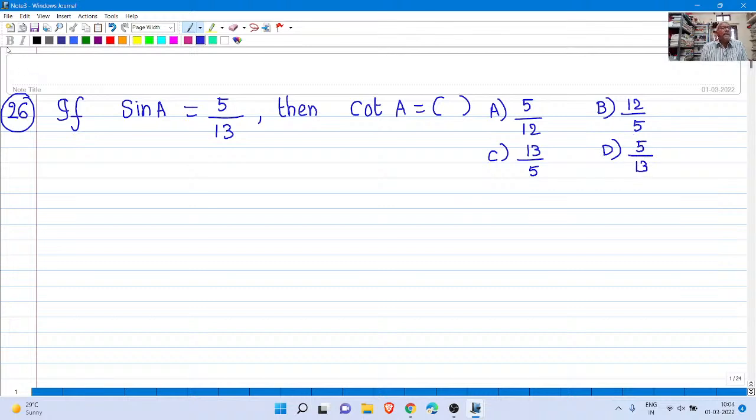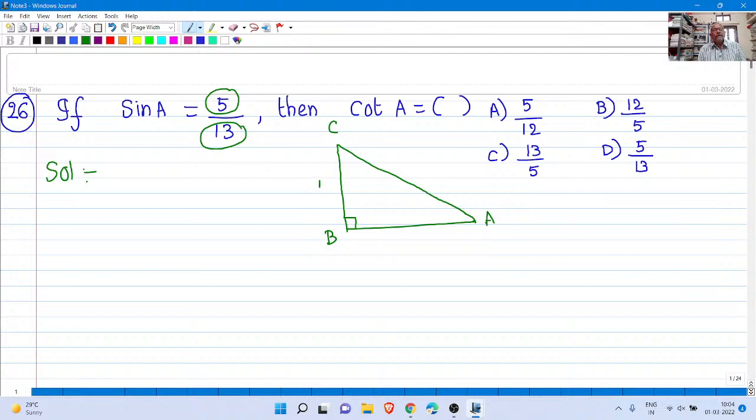Just by using the triangle concept, this problem we can easily solve. So take a right angle triangle, say A, B, C. Sin A is opposite side by hypotenuse, 5 and 13, so obviously the other side will be 12. So we need to find cot A. What is cot A? Cot A is equal to adjacent side by opposite side, 12 by 5. So B is the right option.